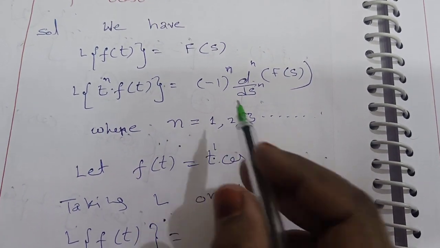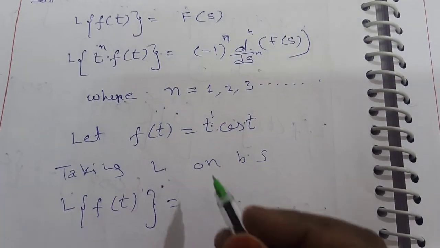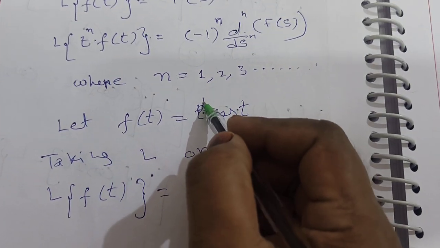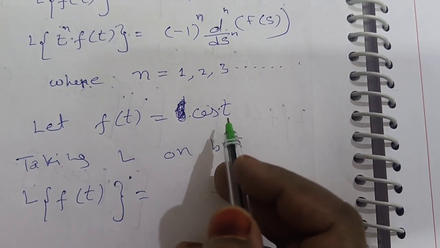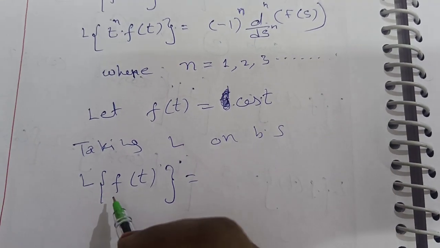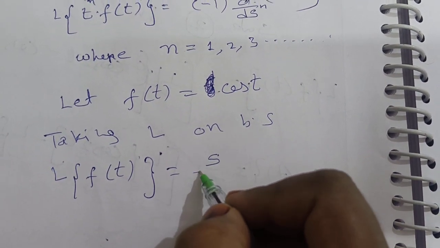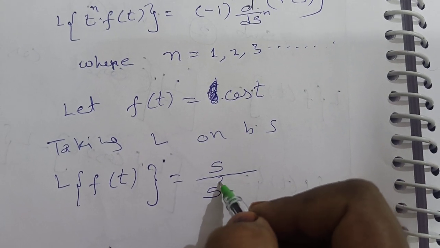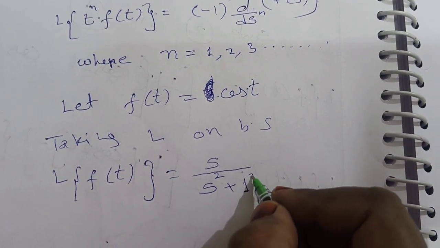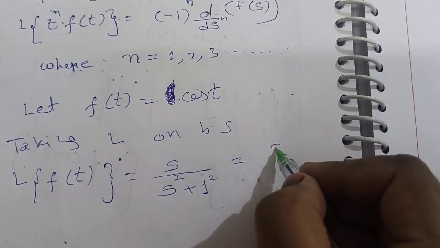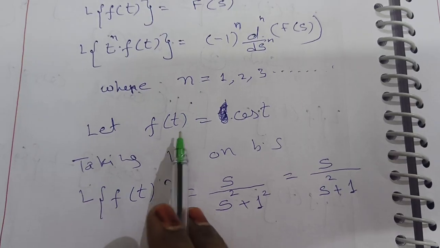First we will find the Laplace transform of cos t. Here I am not writing this t to the power of 1. First I am taking f of t is equal to cos t. So taking L on both the sides, L of cos t is s by s square plus a square. Here the coefficient of t is 1, so a square becomes 1 square. This is s by s square plus 1, which is our F of s.